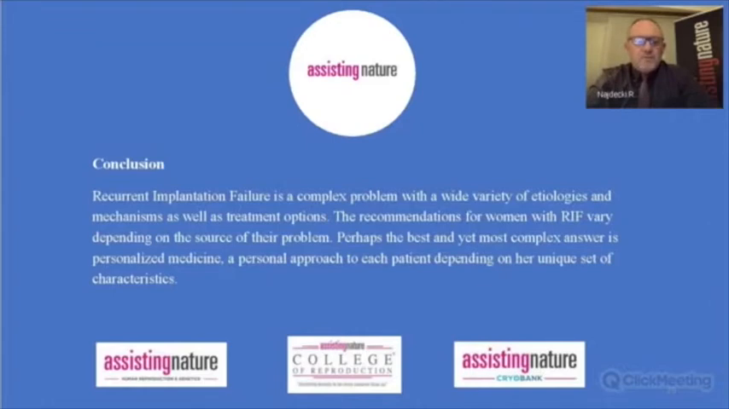And our conclusion. Recurrent implantation failure is a complex problem with a wide variety of etiologies and mechanisms, as well as treatment options. The recommendations for women with recurrent implantation failure vary depending on the source of their problem. Perhaps the best and yet most complex answer is personalized medicine, a personal approach to each patient, depending on her unique set of characteristics.